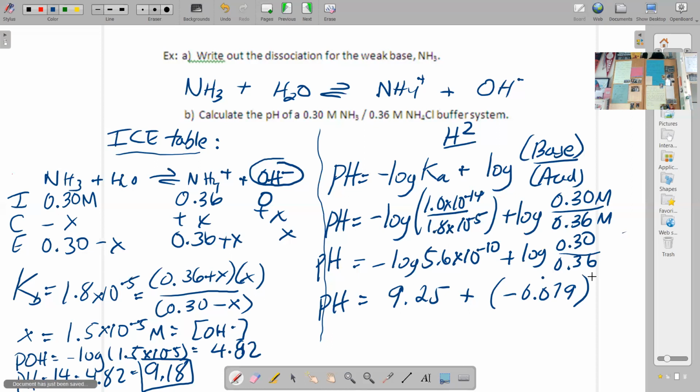So I want you guys now to look at the ratio. Base on top, acid on the bottom. What are you a little heavy on? Little heavy on the acid. So you know what? That causes this corrective factor to be negative, which is going to lower that pH a little bit compared to 9.25. So what did it come out to? 9.18. Okay. So guys, that's actually really important because you guys don't know this yet.